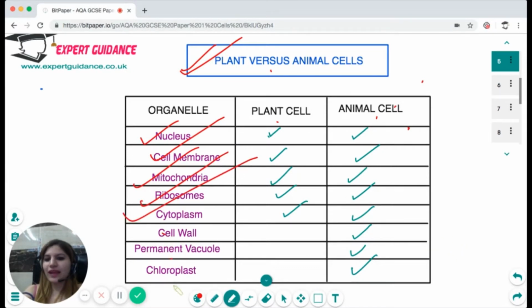But cell wall, vacuole, and chloroplast are present only in the plant cells. So they are absent in an animal cell and present in a plant cell. Okay, so this difference is very, very important.